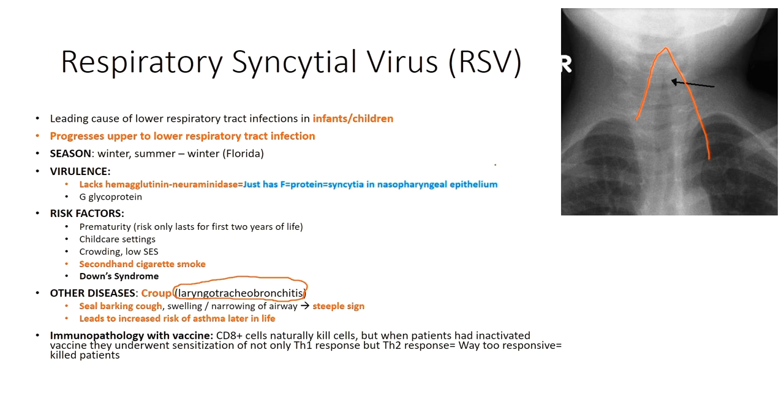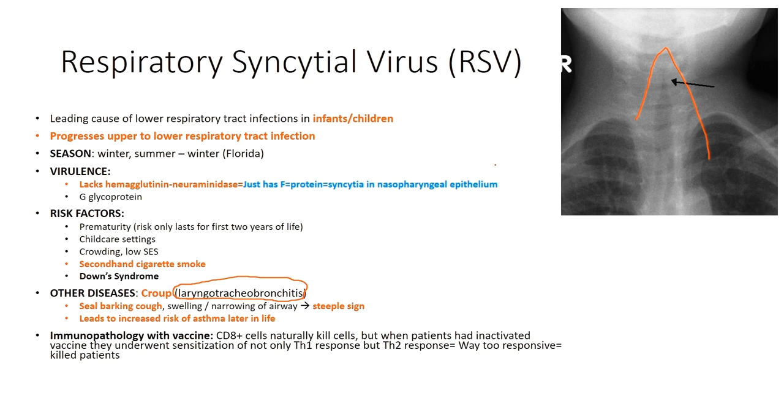Another thing that they like to talk about with respiratory syncytial is the immunopathology. Immunopathology came upon when we finally said, hey, we've discovered a vaccine for this. And so we gave them an inactivated vaccine. This inactivated vaccine stimulated your helper cells, your Th1. But by accident, it also stimulated your Th2 response. And so not only did we have a cellular Th1 response, as far as memory, we also had a humoral response from your Th2.